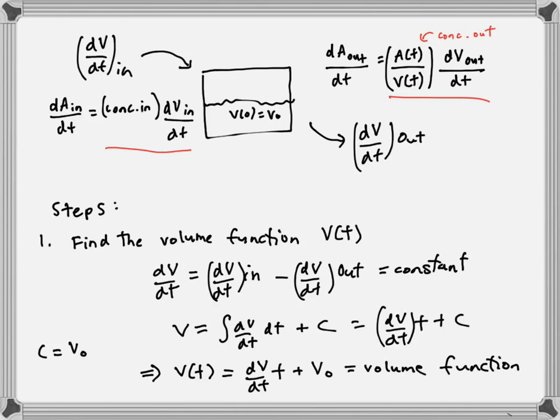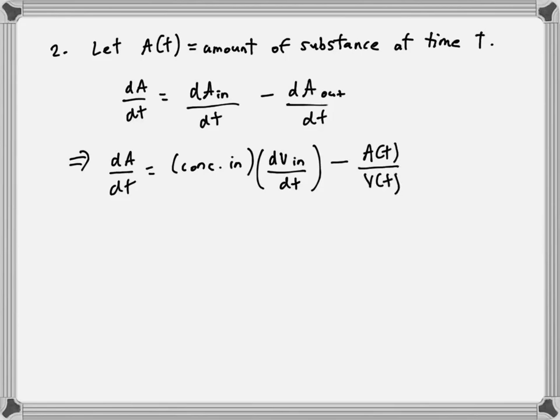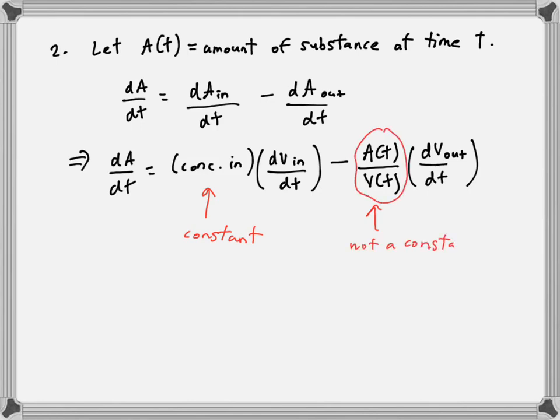And so if we come back to our page over here, this means that dA over dt is going to equal the concentration coming in times dV in over dt, minus A of t over V of t times dV dt going out. It is important to note that this is going to be a constant, because we are pouring in the same fluid the whole time, but this will not be a constant.